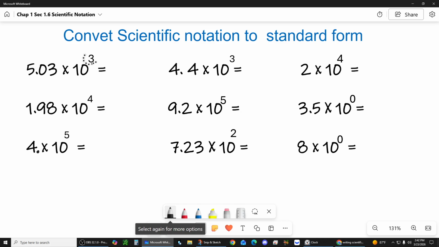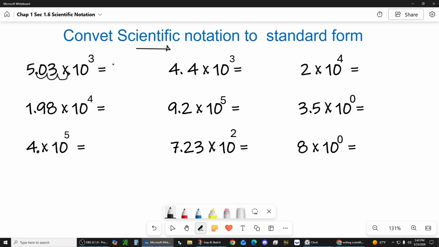Well, because the exponent is positive, I have to move the decimal point, and all I have to do is look at the exponent. This is how many units I'll be moving the decimal point, in this case 3 units. So if I count the units, this is where the decimal point is. I'm moving it to the right, 1, 2, 3. And you see this place that is empty, I'm going to put 0.